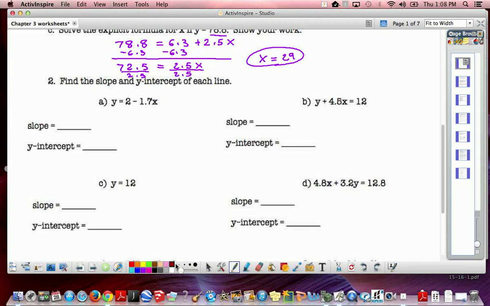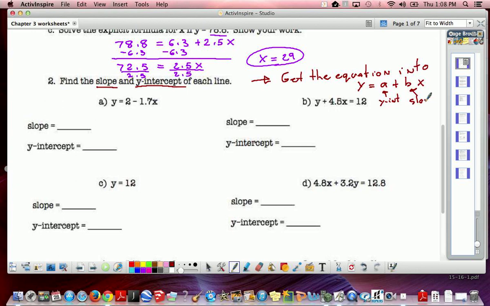Question number 2 asks you to do the same thing for all 6 of these problems. You're asked to find the slope and the y-intercept for each line. So what you should do is get the equation into y equals a plus bx form, because we know that a is the y-intercept and b is the slope. So once you have it in that form, you can just pick off the numbers right from it.